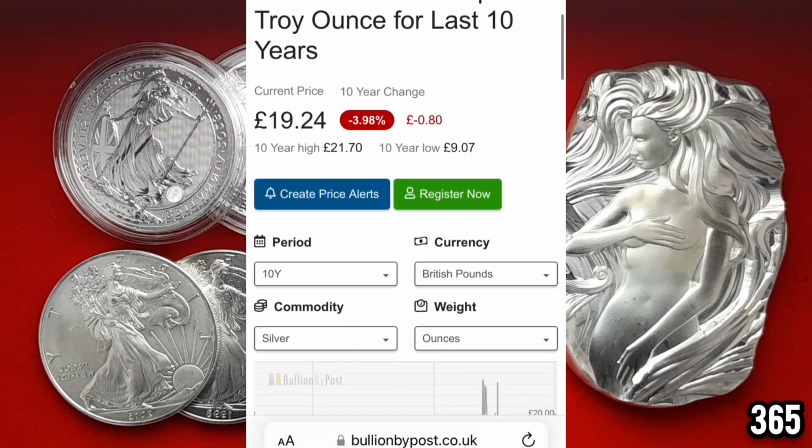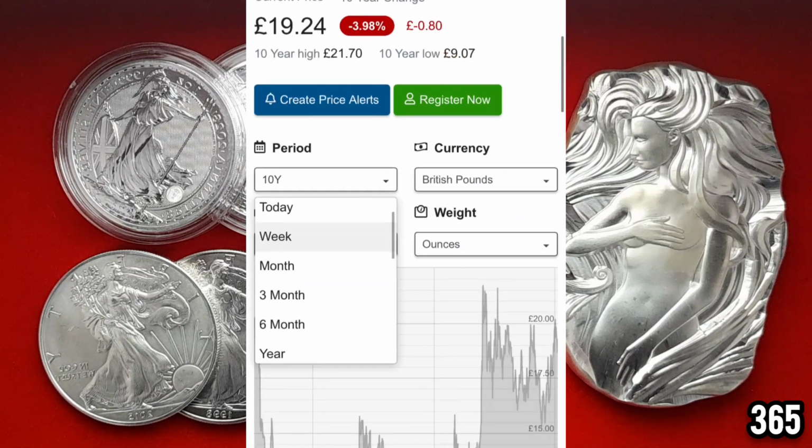You can also scroll up here, and it's very, very interesting to see that if you held silver for the last 10 years, the all-time high was £21.70 per ounce. The 10-year low was £9.07. And actually, the last 10 years, you would have been down 3.98%, which is down 80 pence per ounce. So it just goes to show you that precious metals shouldn't be looked at like a short-term investment, because even over 10 years, you could actually be in the red. So that's why these sort of things need a long-term stance.